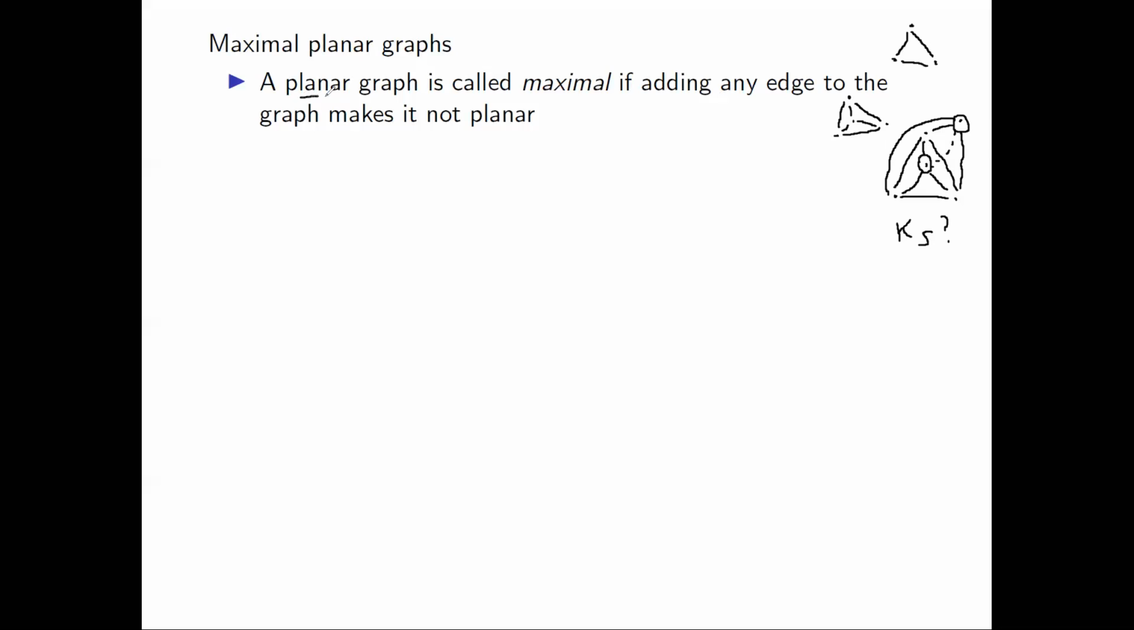So that's just to illustrate this definition. A planar graph is called maximal if adding any edge to the graph makes it not planar. So these first two, that's maximal, as is this one right here. And maybe this one is too. So we'll see. We'll see soon a way to determine if it is.